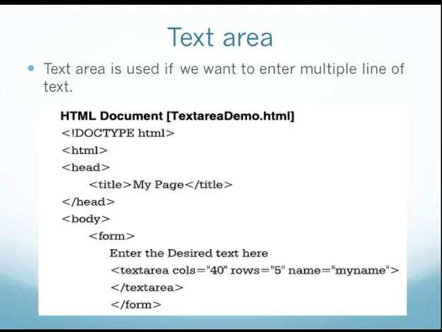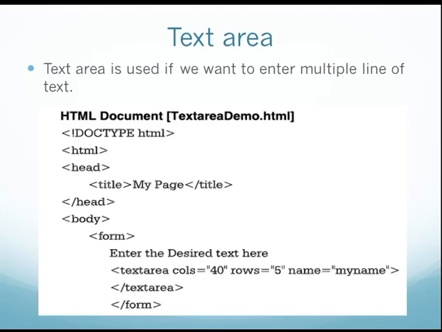Then in the case of a text area, you need to specify the cols and rows, that is, how many columns of characters you want to write and how many rows of characters you want to write. So cols I have given as 40. Columns are vertical and rows are horizontal. So how many columns have I given? 40, and rows I have given as 5, that is 5 lines, that is horizontal. And the name for my text area is my name. Okay, then close the text area and close the form.